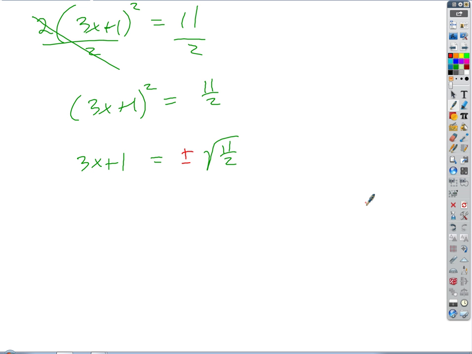Subtract 1. Okay, now I got a trick for you here. When you subtract 1, the natural thing to do would be to subtract 1 at the end. Anybody have maybe a better idea? Put it in front. Yeah, put the negative 1 in front, right? So we end up with 3x equals -1 plus or minus the square root of 11 halves. Okay, make sense? And then last step, divide by 3. Okay.